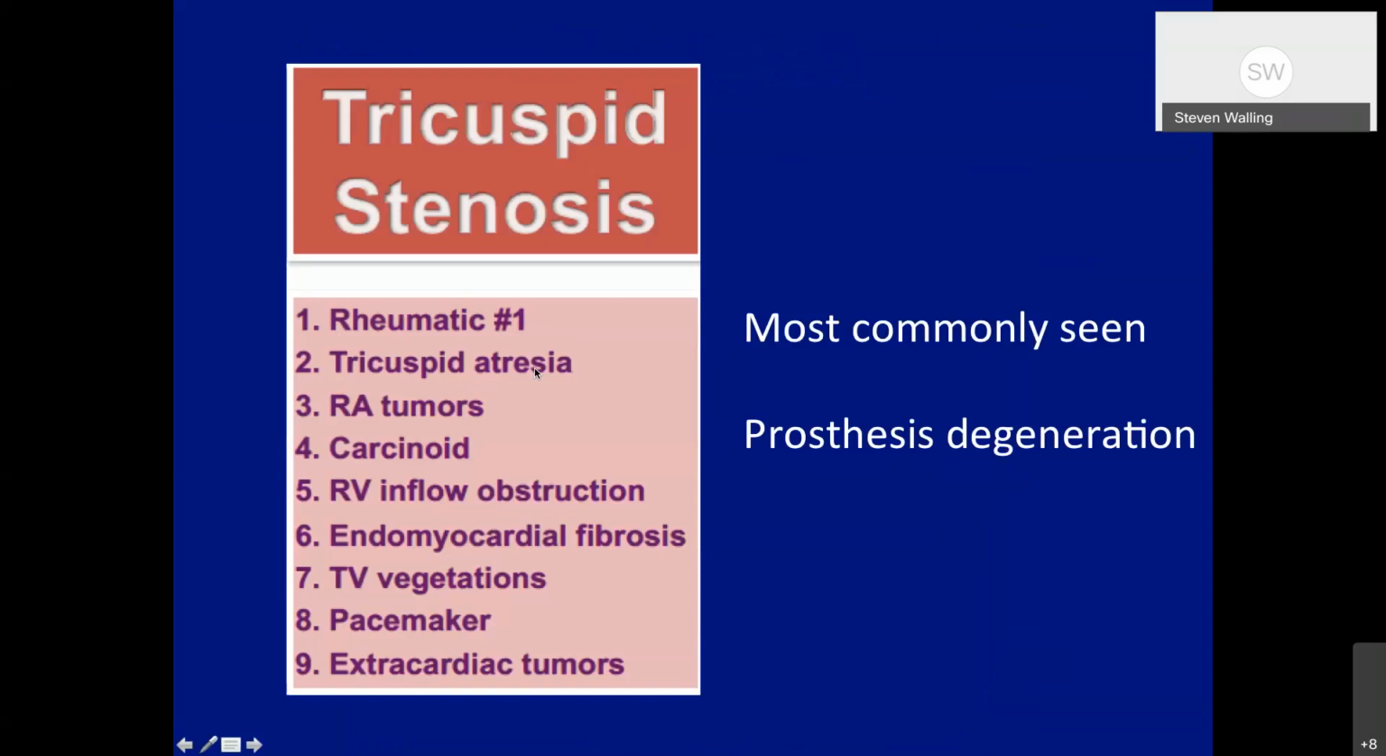Now we talk about a couple of diseases. Tricuspid stenosis is not very common and is listed as a rheumatic disease. Tricuspid atresia is a congenital disease, and then there is tumor obstruction or carcinoid. These are considered our main reasons. Actually, most commonly nowadays it is after surgery with prosthesis degeneration, which is considered the most common reason for tricuspid stenosis clinically.